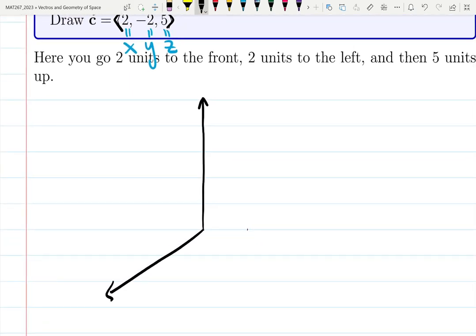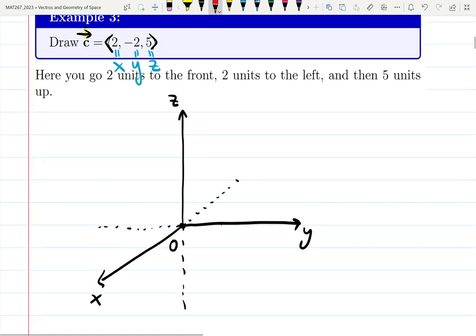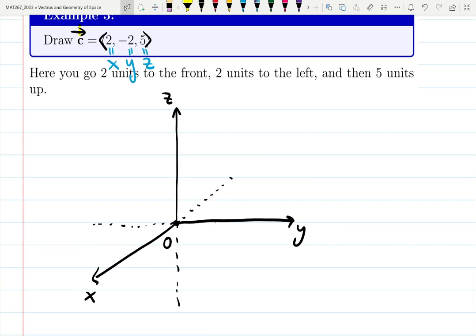3D: x towards me, y to the right, z up. Those are the positive ones. And then, of course, you can draw dashes down and back, like so. 0 at the middle. That's how quickly we draw 3D coordinates. 2 units to the x. That means 2 units to the front. So I'm going to go 2 units towards me. Here it is. 2 units, but negative, so to the left instead of the right. So I'm going to go the same distance, but to the left. 5 units up. That's pretty high.